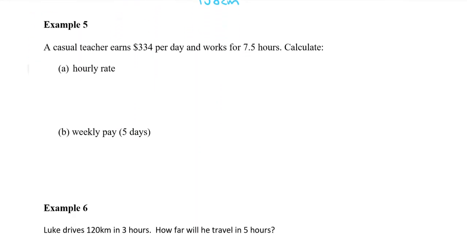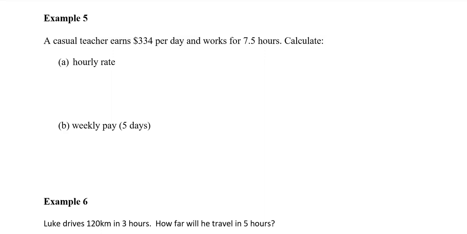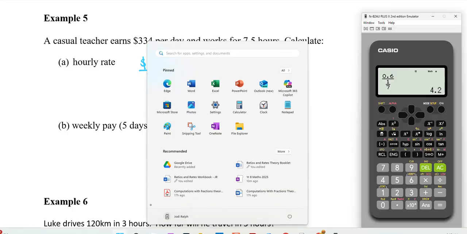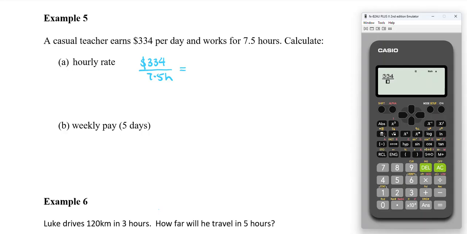Question 5. A casual teacher earns $334 per day and works for 7.5 hours. Calculate their hourly rate. So that is how many dollars they earn per hour. Well, they earn $334 in 7.5 hours. If we divide those, 334 over 7.5, well, we're going to have to round this because we're talking about money here. We'll do 2 decimal places.